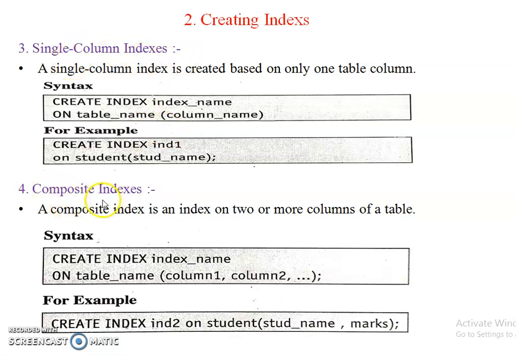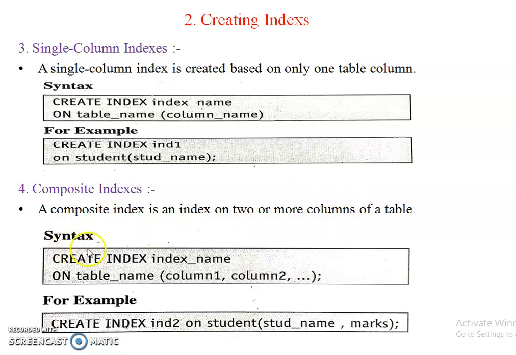Now we discuss the composite index. What happens in a composite index? Sometimes duplicate records may be available in a column. So in such a case, composite indexing is a better option to index the data. This index is created on multiple columns of a table. It means that a composite index is an index on two or more columns of a table.